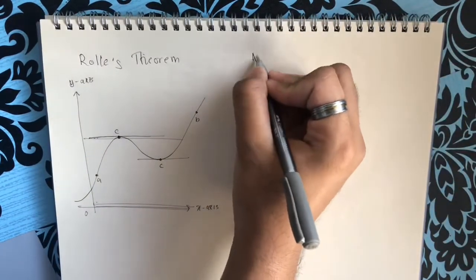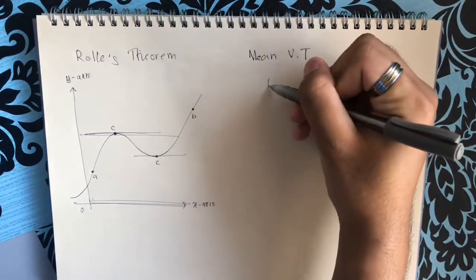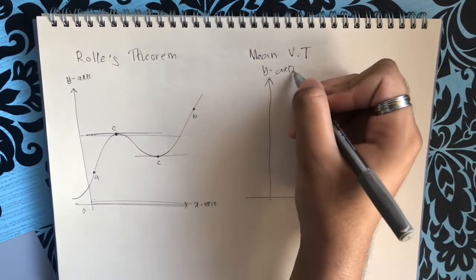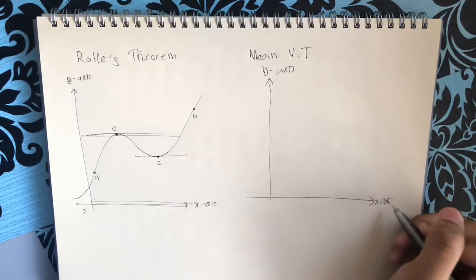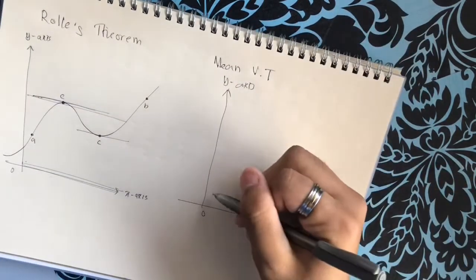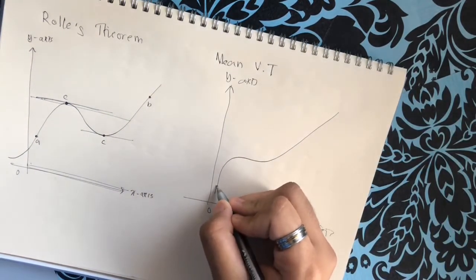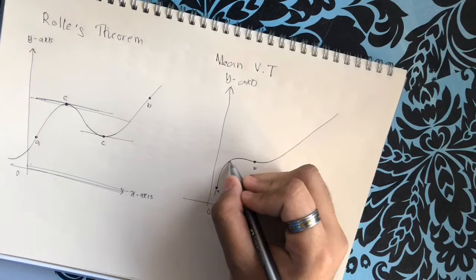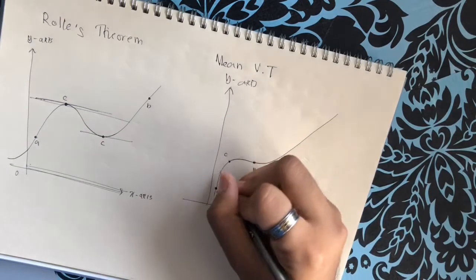Now for the mean value theorem, let's say we have an axis: this is the y-axis and this is the x-axis. Let's say we have some curve over here, and this is point A and this is point B. And let's say this is C, the critical point. So we have a tangent line over here.